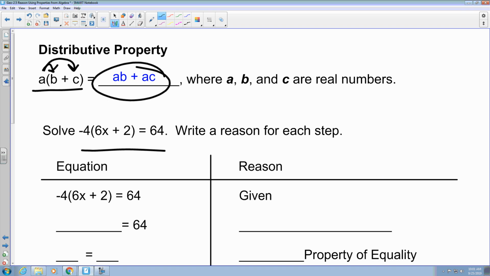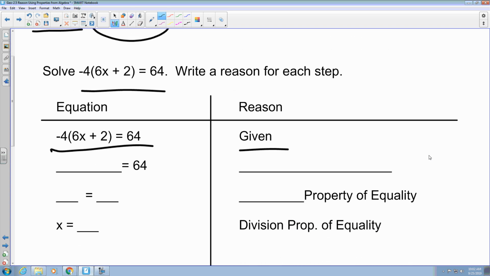So here we have negative 4 times the quantity 6x plus 2, which is equal to 64. Just like the first example, we write down what is given to us, which is the problem, and we write it down as given. In the next step, we have some blank pieces on the left-hand side of the equal sign, and they gave us a blank for the reasoning. So we must distribute. When we distribute, we get negative 24x minus 8, and the reasoning for that is the distributive property.